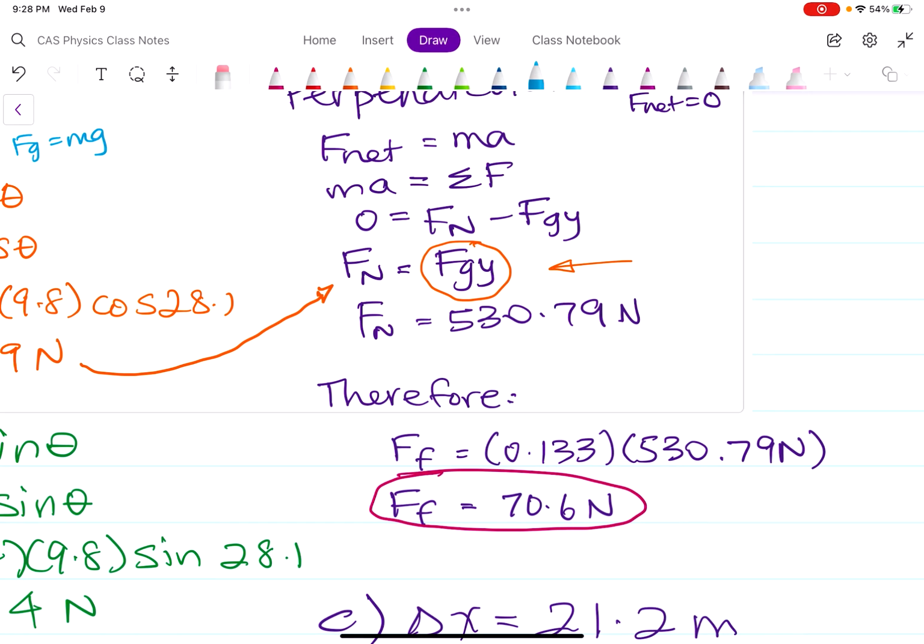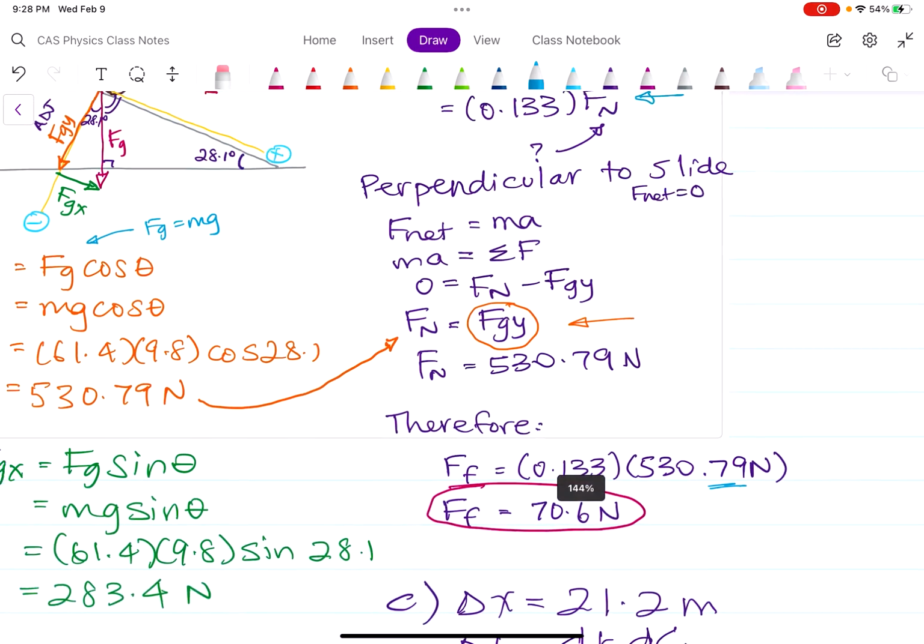One thing I want to tell you is that when I do these numbers, I don't round from my calculator. I add extra digits so I don't end up with errors introduced by rounding. So that was part A.